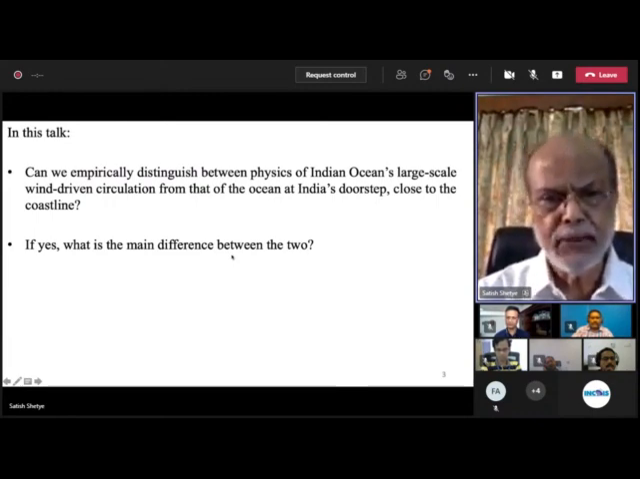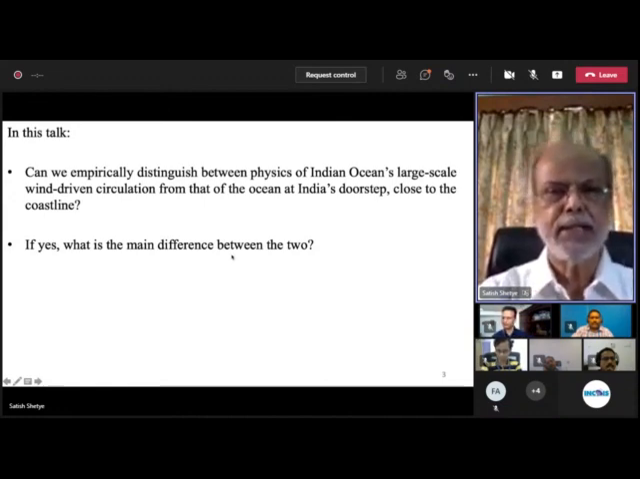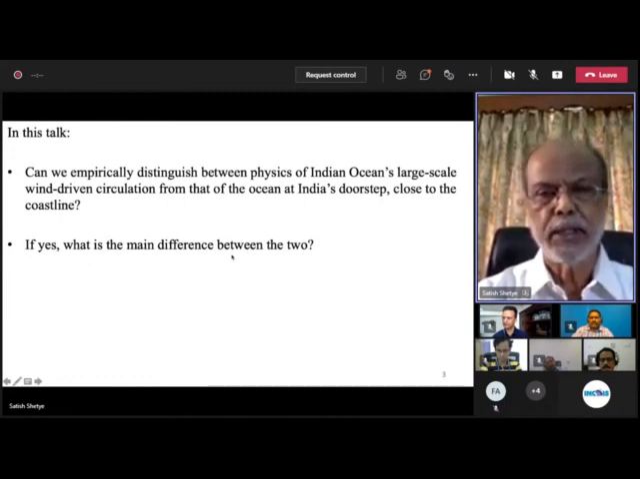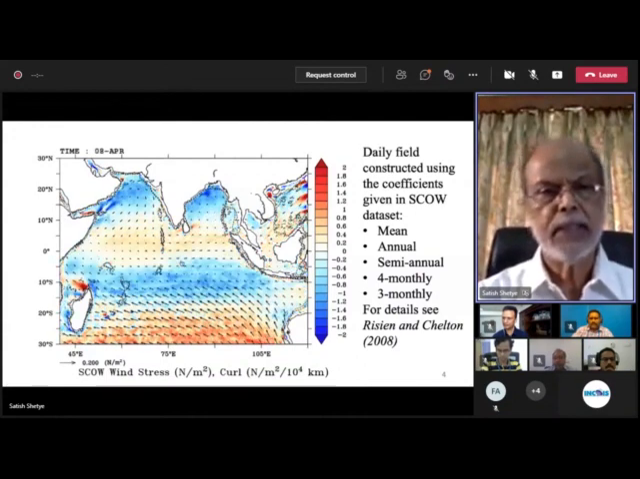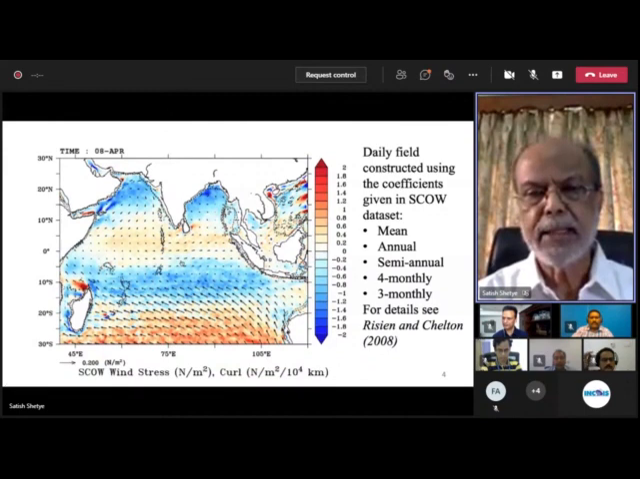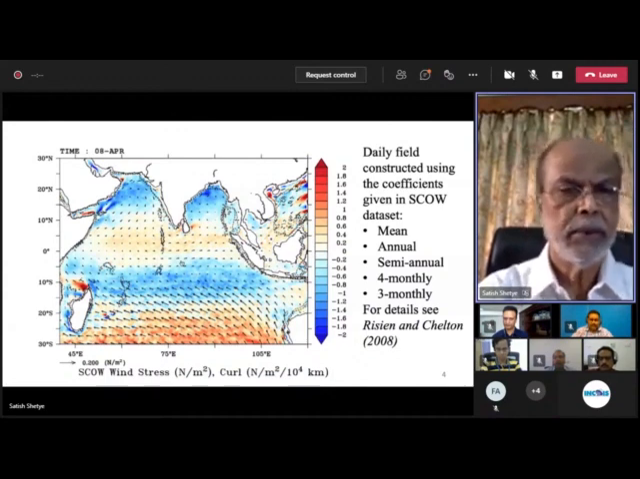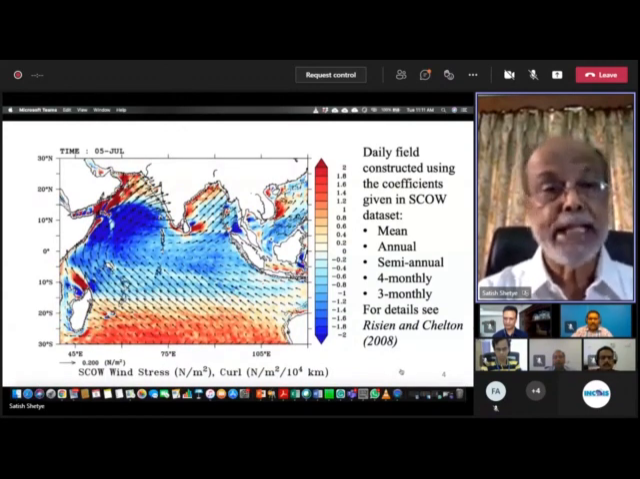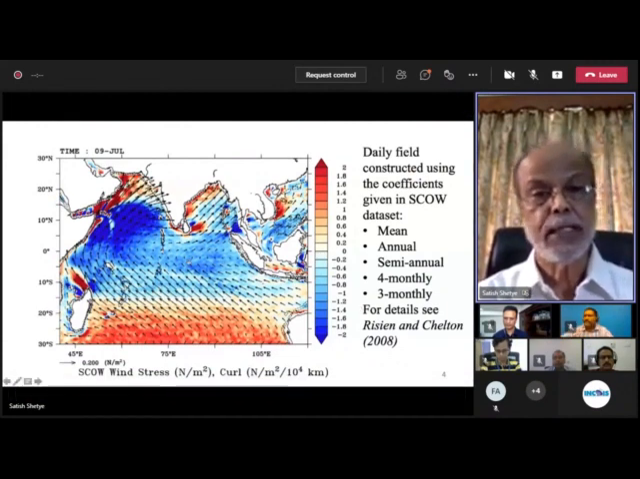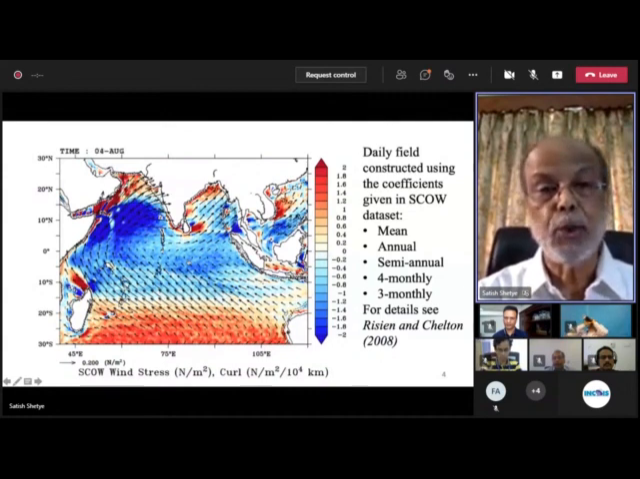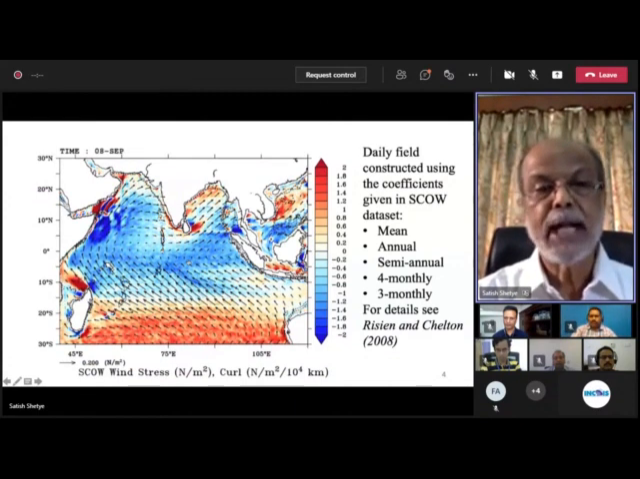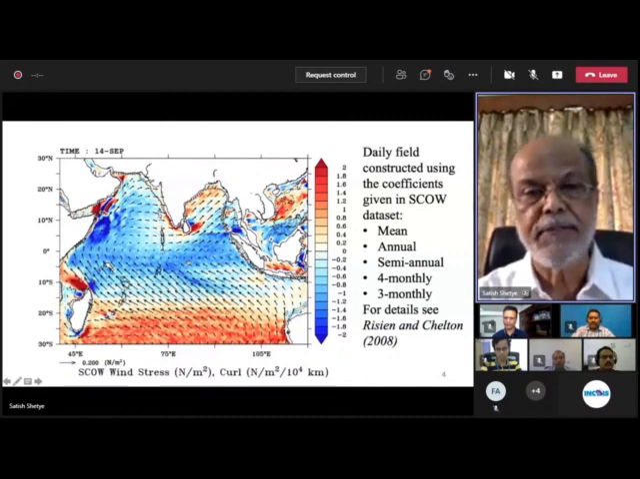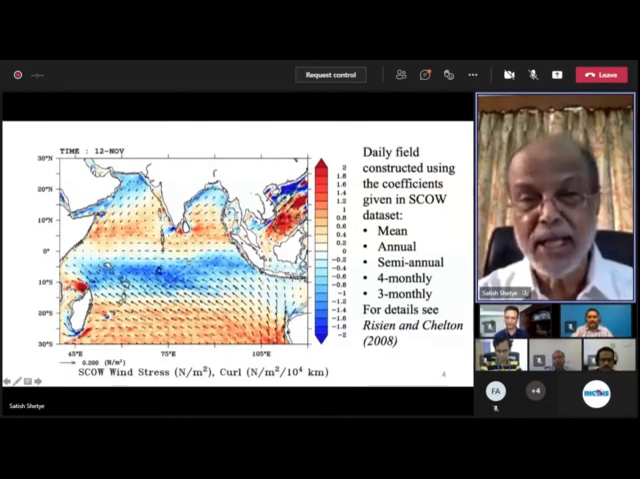Let me start with a clip that summarizes the nature of winds over the North Indian Ocean. This is a data set that was put together by Risien and Chelton using scatterometer data, some 8 years of data or so. They decomposed it into a mean field, an annual, a semi-annual, a four-monthly, and a three-monthly component. All that I've done is combine their coefficients to construct the field, as a result of which it's very smooth. Sometimes it doesn't move at all.